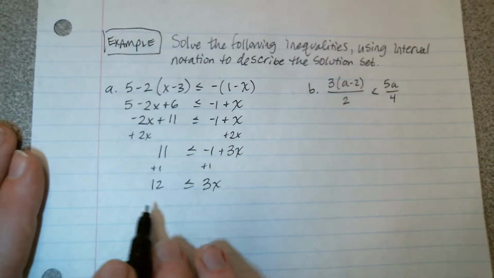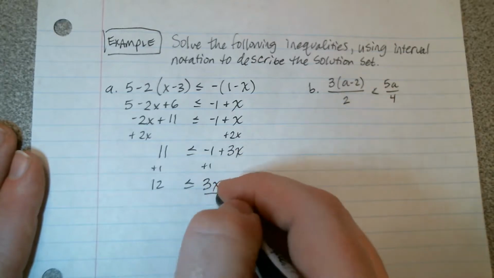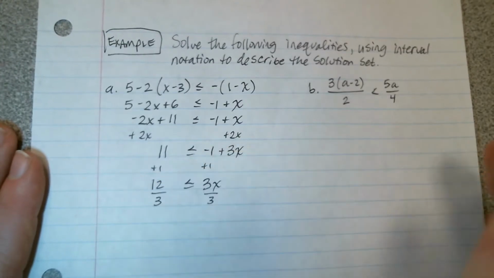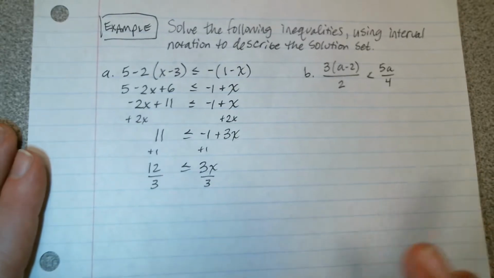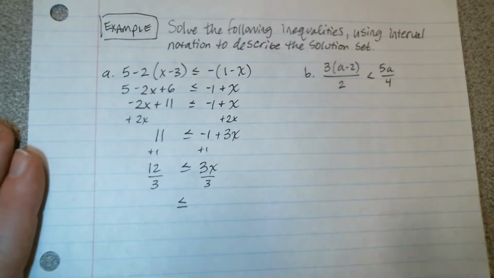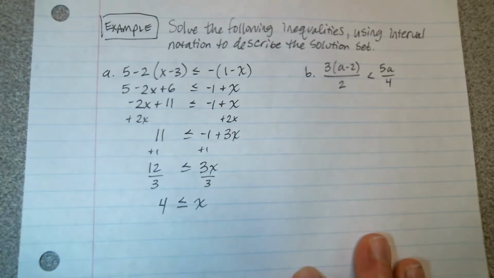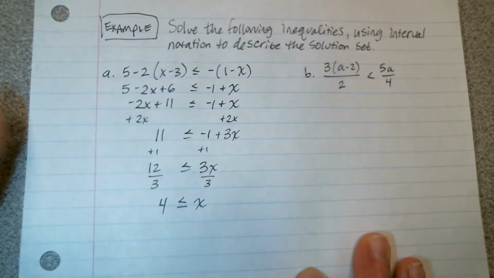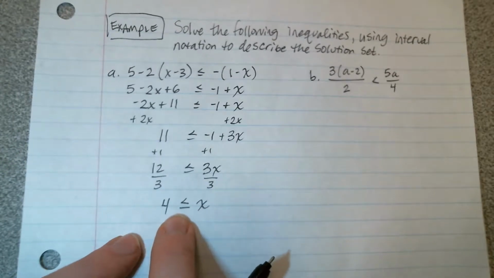And then to finish off isolating my variable, I'm going to divide both sides of this inequality by 3. And since I'm dividing by a positive value, once again, my inequality will not change directions. So the solution to this inequality is that the variable be greater than or equal to 4.